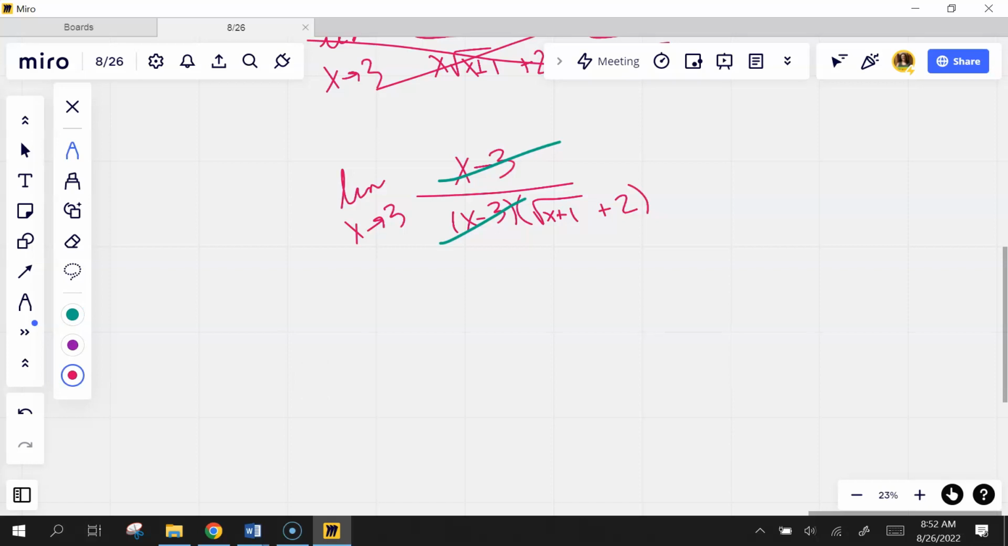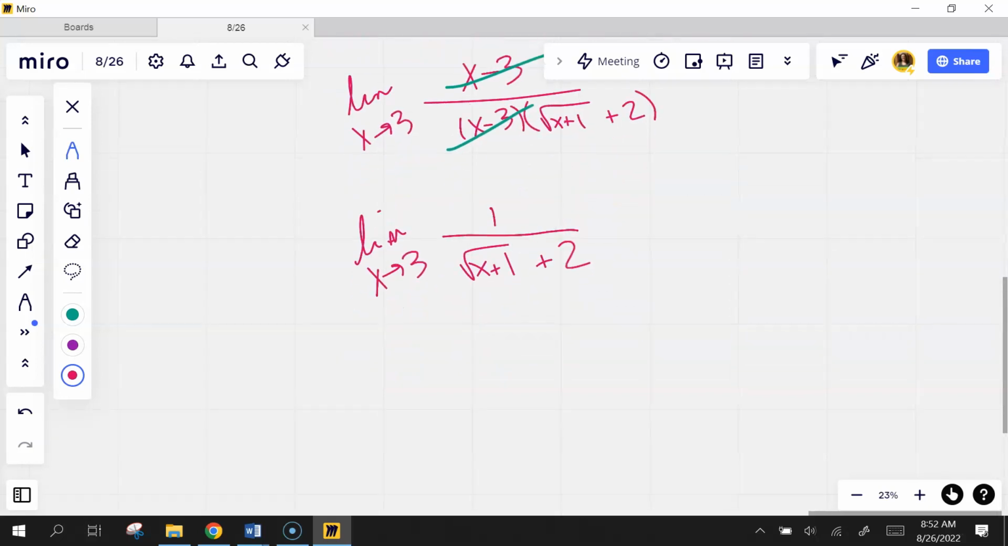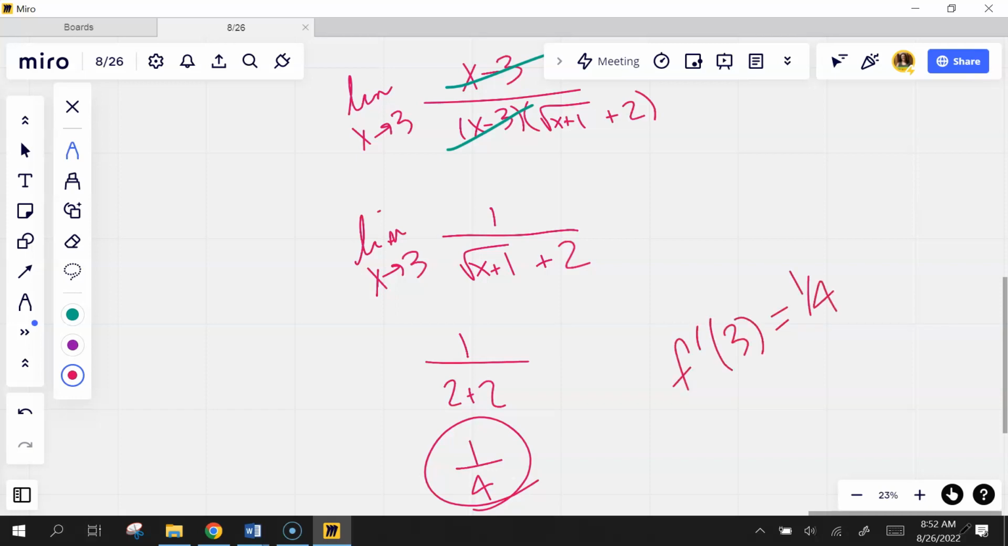I did it again. The limit as x goes to 3, 1 over the square root. Now remember, I'm trying to get to the point where I can plug this 3 in. Can I plug this 3 in now? Yes, because this does not give me a 0 on the bottom anymore. So I end up with 1 over 2 plus 2, which is 4. So the derivative at 3 is 1/4.